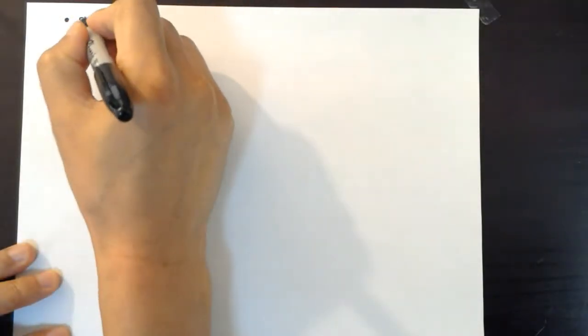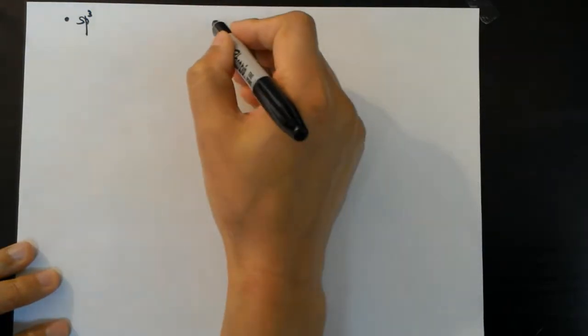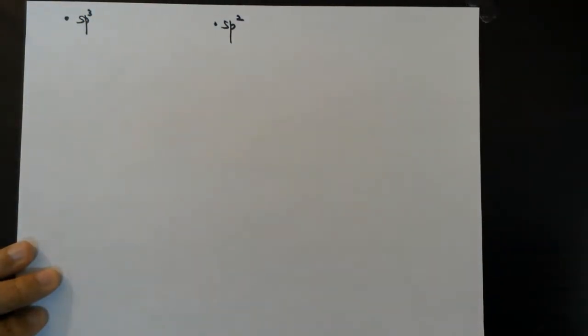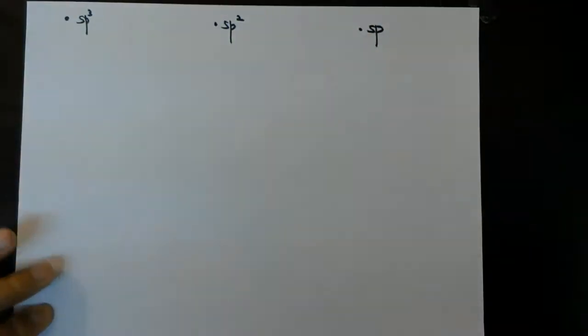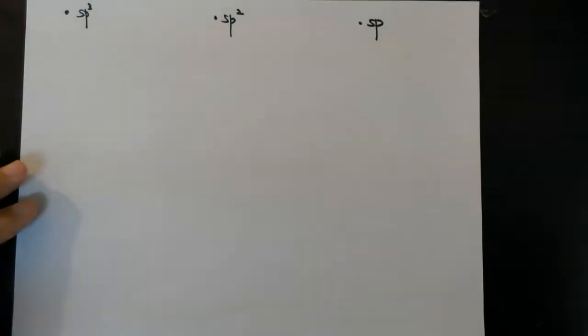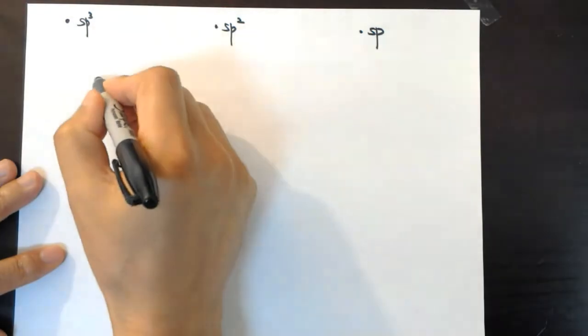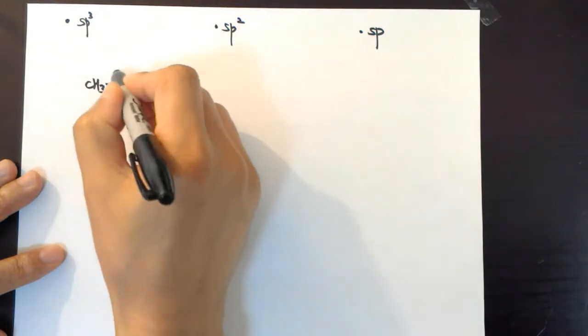So the next question is, is a compound with only single bonds always sp3 hybridized atoms, or is a double bonded compound always sp2 hybridized, or is the triple bond always sp hybridized? So let's take a look. sp3 with a single bond. What if you have a compound something like this?